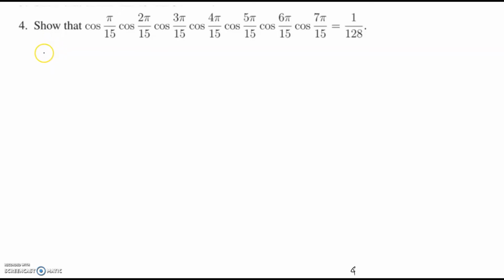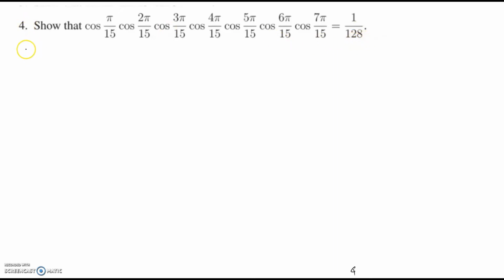In this video, we will do problems from exercise 3.6. Question number 4. Show that cos pi by 15, cos 2 pi by 15, cos 3 pi by 15, cos 4 pi by 15, cos 5 pi by 15, cos 6 pi by 15, cos 7 pi by 15 is equal to 1 by 128.